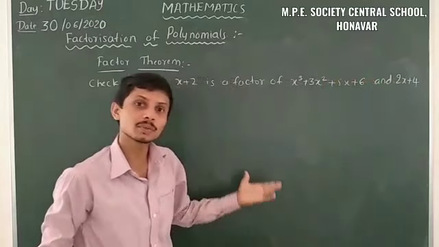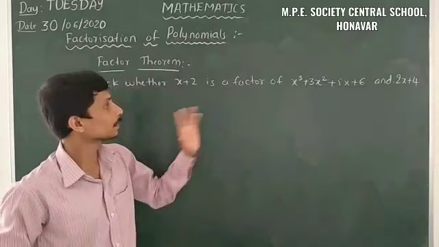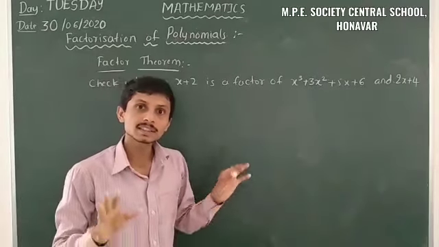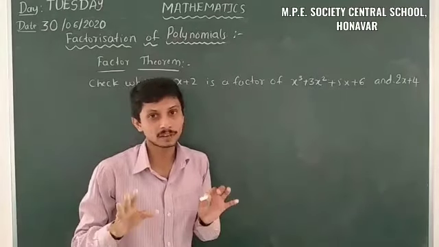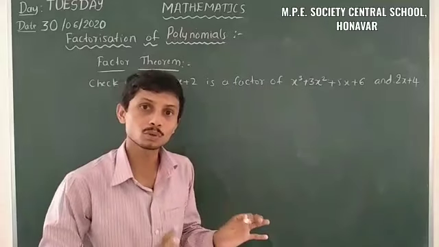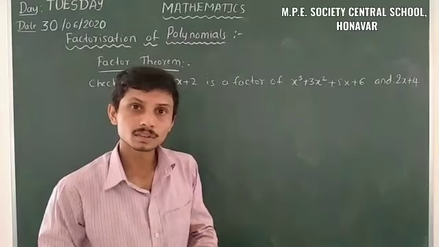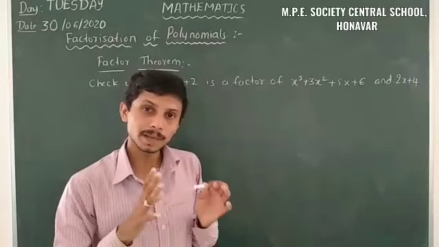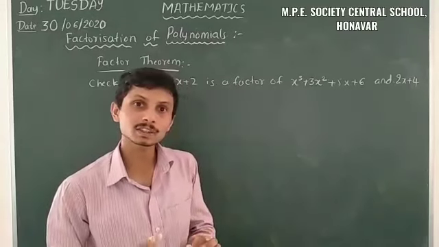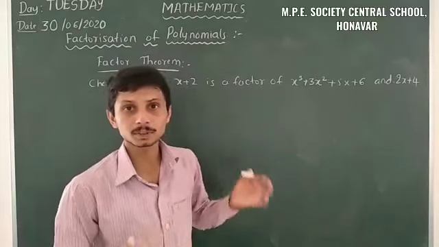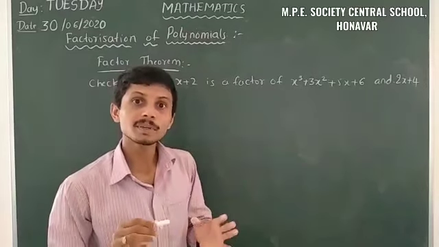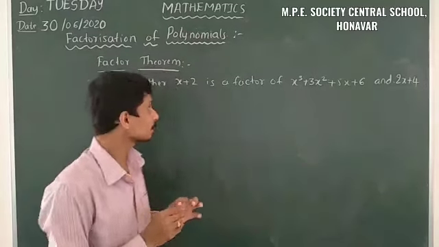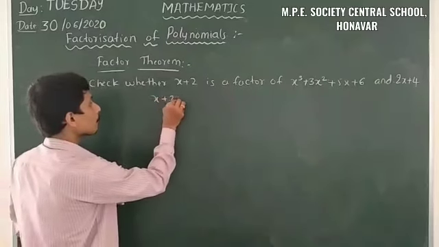For both cases we have to check whether x plus 2 is a factor or not. Just consider x plus 2 is a factor. That means x plus 2 is a solution of the given polynomials, or the given polynomial can be expressed as a multiplication with the factor x plus 2. So that means x plus 2 is equal to 0.